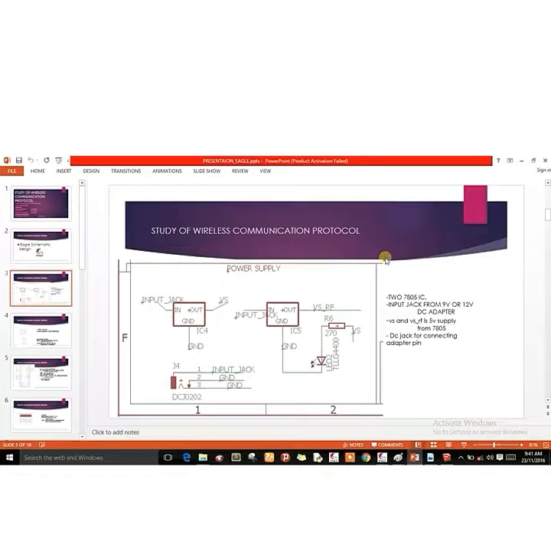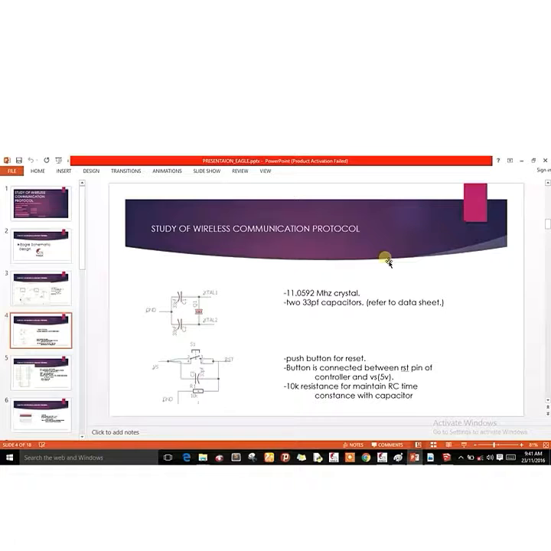Next is the external circuit, that is the crystal circuit. For connecting the crystal, we required two capacitors along with the crystal. We connected a crystal of 11.0592 MHz or 12 MHz, either. We referred to these capacitor values from the datasheet.